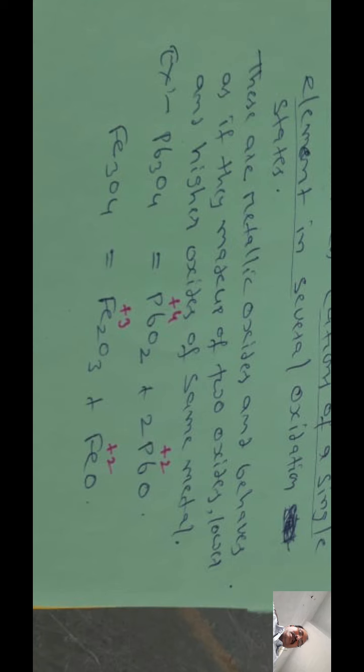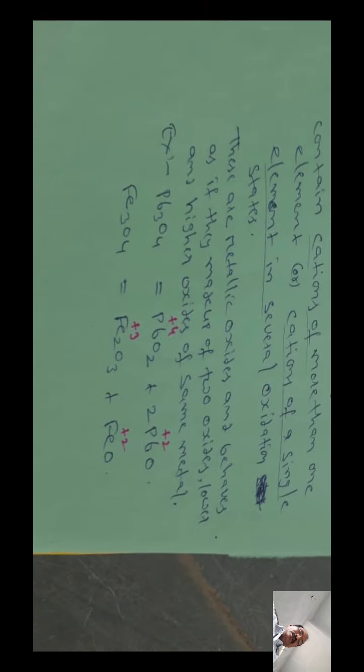See here, these are metallic oxides and behave as if they are made up of two oxides, lower and higher oxides of the same metal. Here Pb3O4 is made up of PbO2 plus PbO. Like that, Fe3O4 is made up of Fe2O3 plus FeO. In Fe2O3, the oxidation number of iron is +3, whereas in FeO, the oxidation number of iron is +2. These are the second classification of oxides.